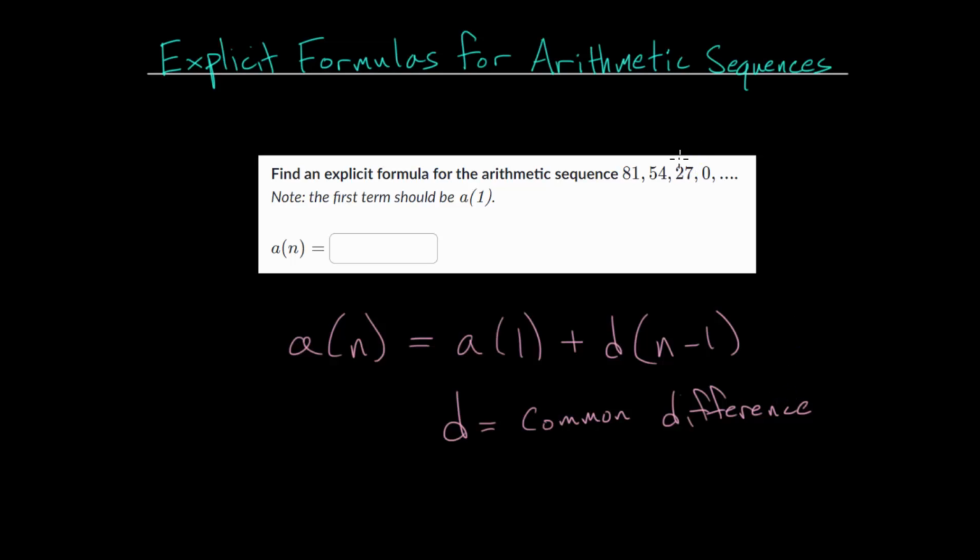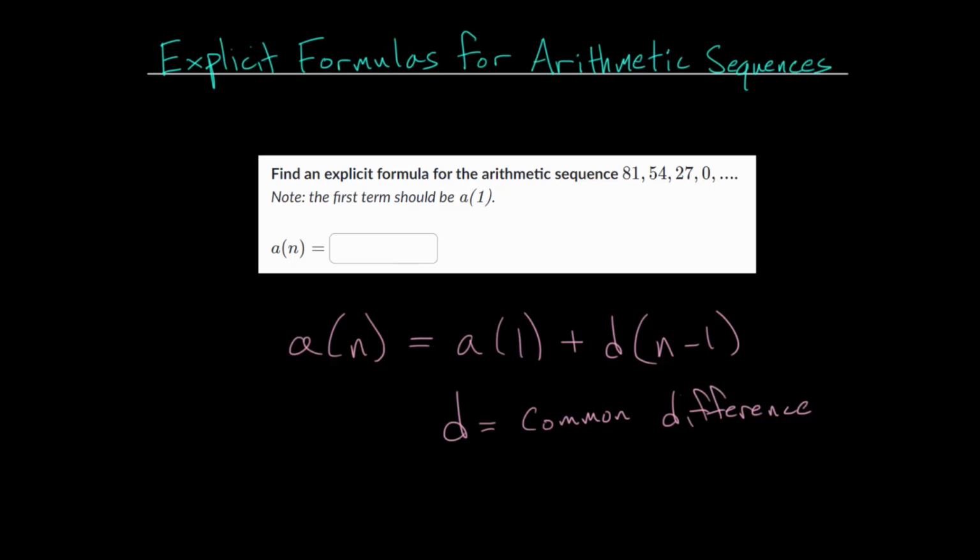For instance, to find the third term, we're going to start with our first term and then add the common difference twice, since it's always one less time than whatever term we're looking for. So to find the fourth term, you add the common difference 3 times.